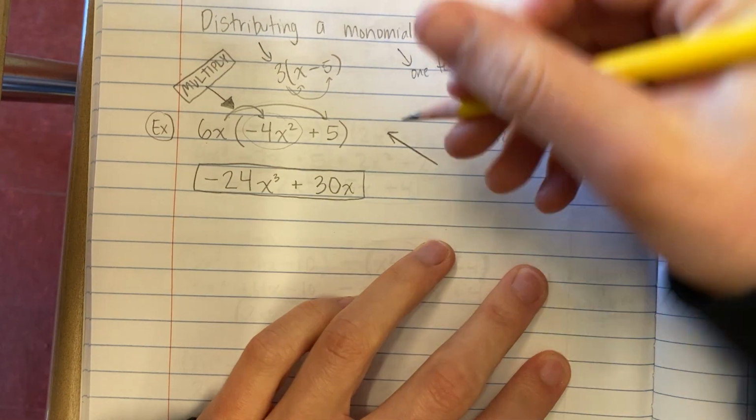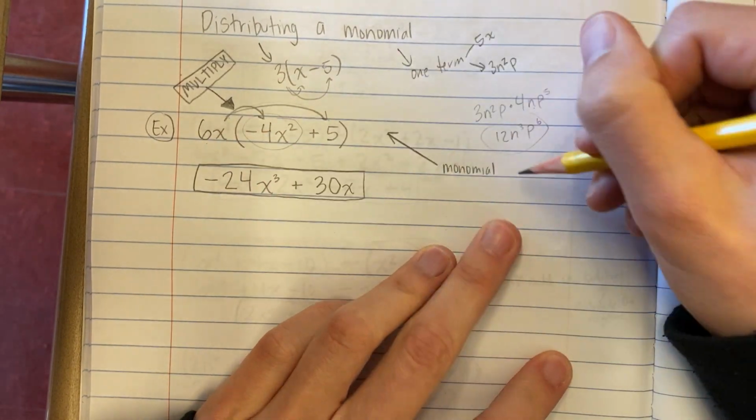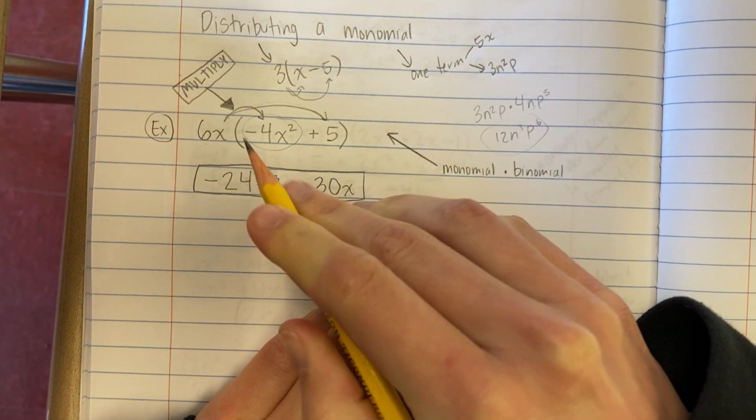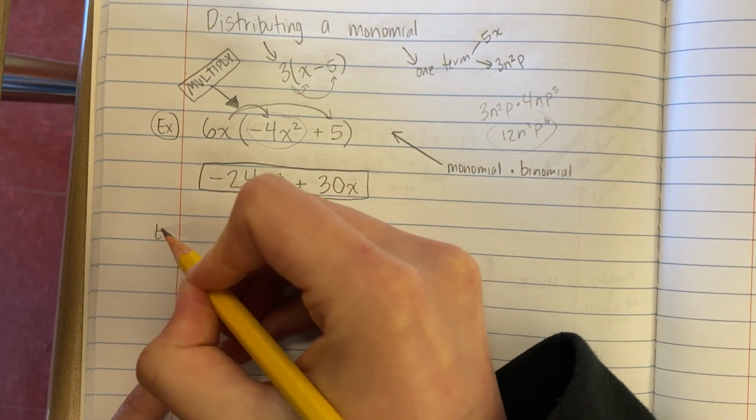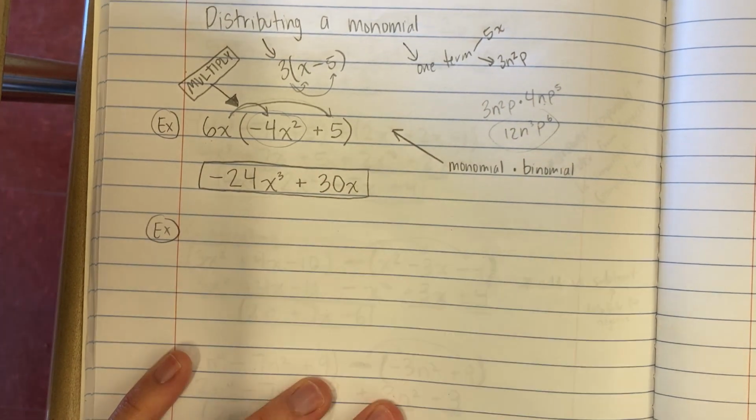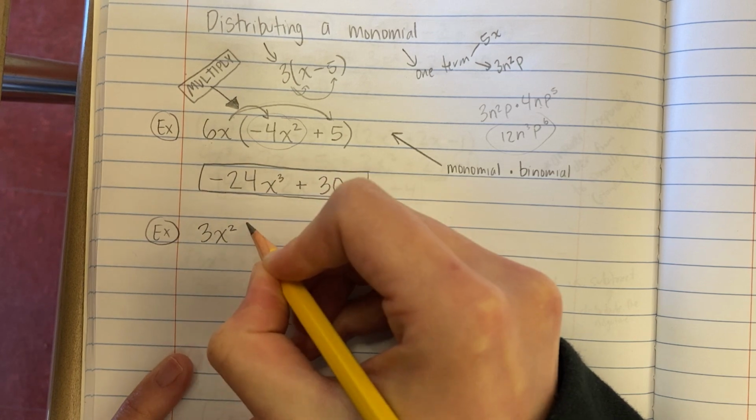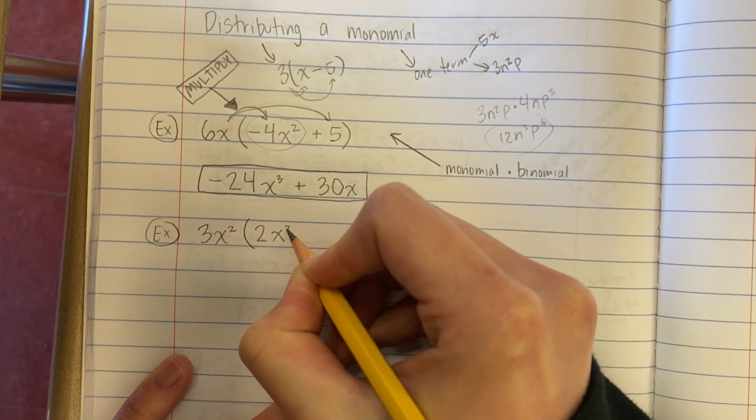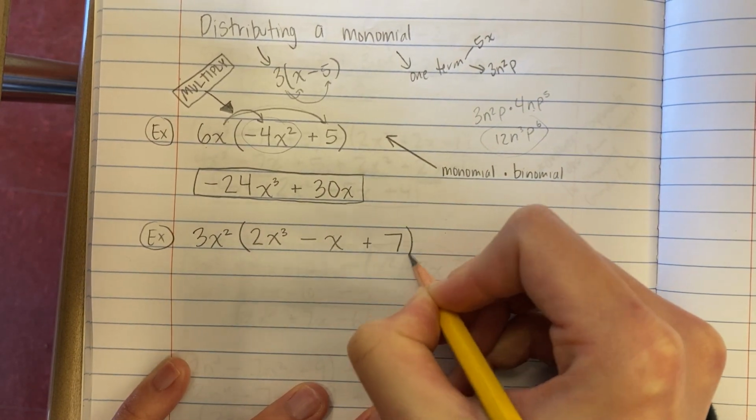Okay, I multiplied. This example was a monomial, right? One term, times a binomial. Two terms, 1, 2. Okay, we're gonna do one more example. And this example is gonna be a monomial times a trinomial. Here's my monomial, 3x squared times 2x to the third minus x plus 7.